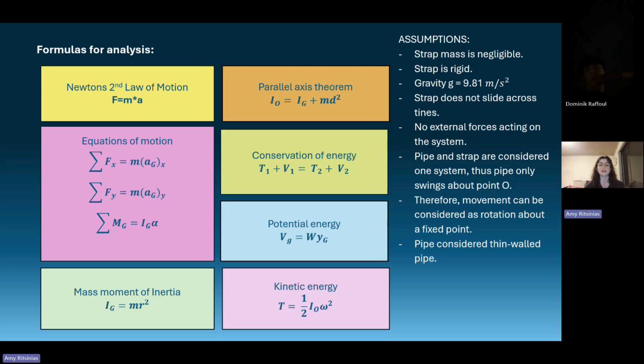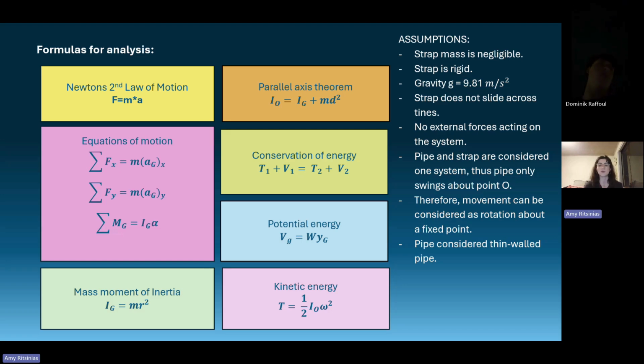As the pipe and strap swing as one about point O, we can use the equations of motion for rotation about a fixed axis. Based on the pipe being considered a thin-walled pipe, the equation for the mass moment of inertia is mass times radius squared. We can also find this mass moment of inertia about a different point O using the parallel axis theorem. This is useful when we are deriving the kinetic energy.